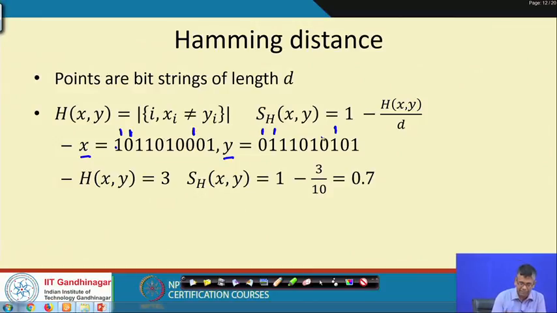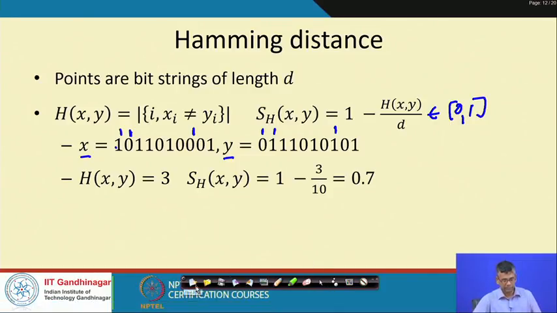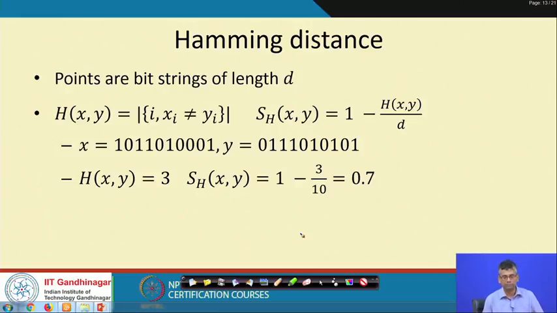You can also define a Hamming similarity among them as 1 minus h of x y by d. This lies in 0 to 1, and it satisfies all the properties of a similarity function. The Hamming similarity between these two is 1 minus 3 by 10, which is 0.7. If the Hamming similarity between x and y is 1, then the two bit strings are exactly the same, because they do not differ in any position. So, here is the question: does this similarity have a corresponding locality sensitive hash function?